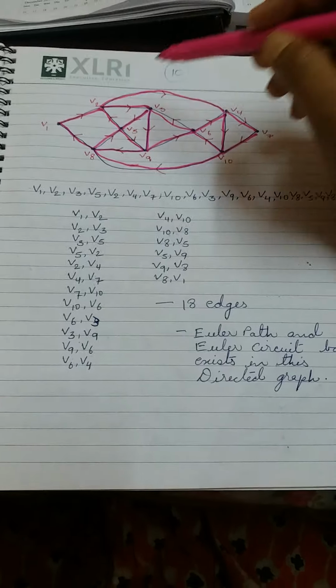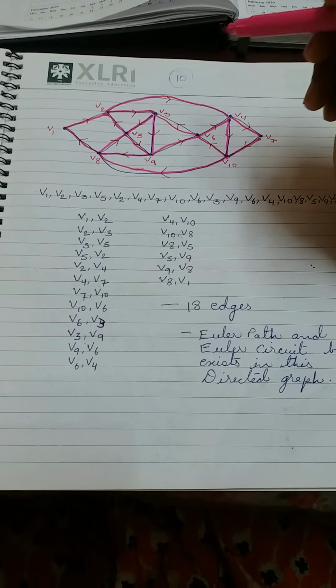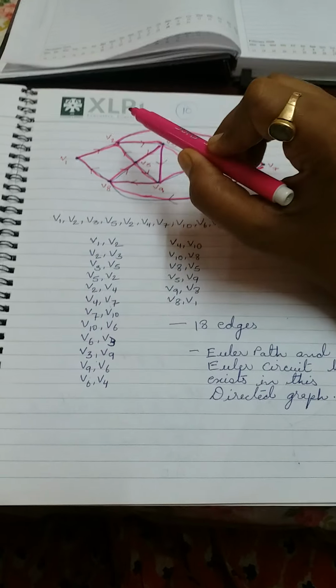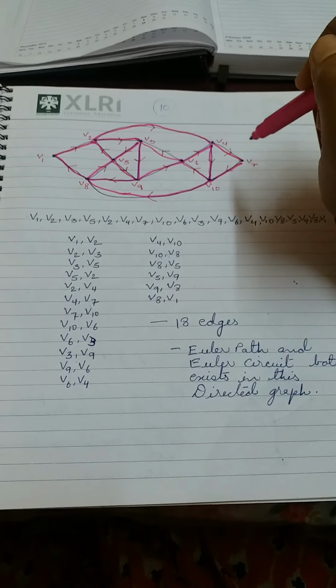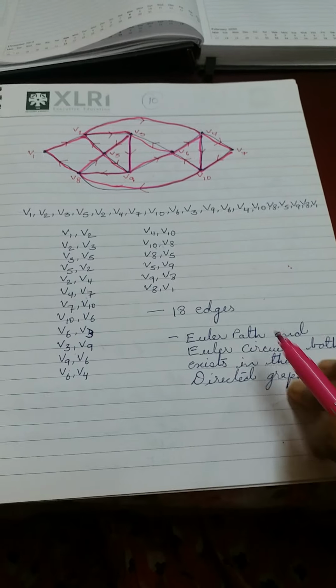So we have covered all the edges. That means it's a Euler path and the starting and ending vertex is the same. That means there exists a Euler circuit. That means it is a Euler graph. I think you all have understood.